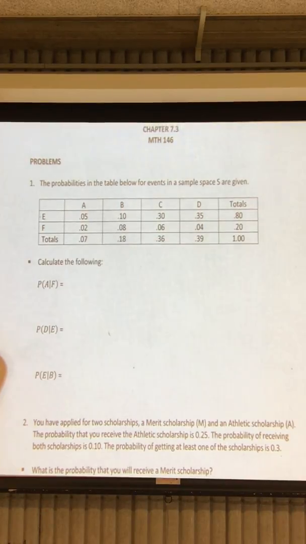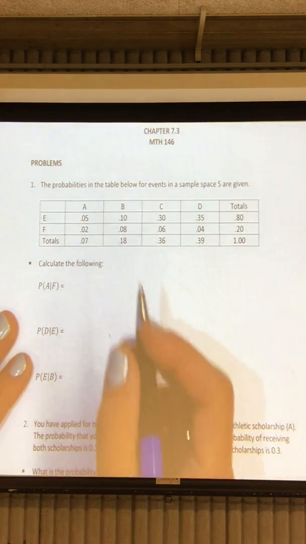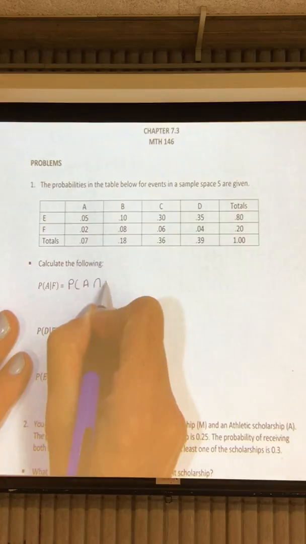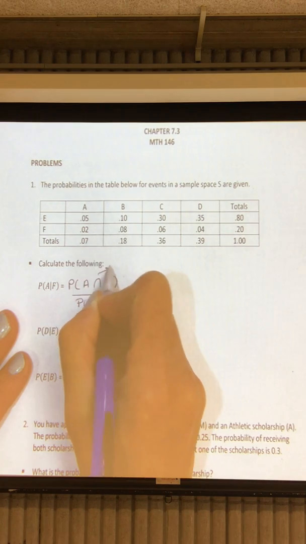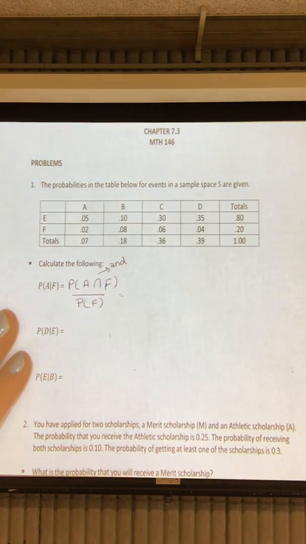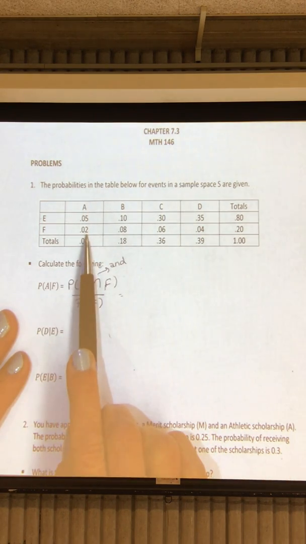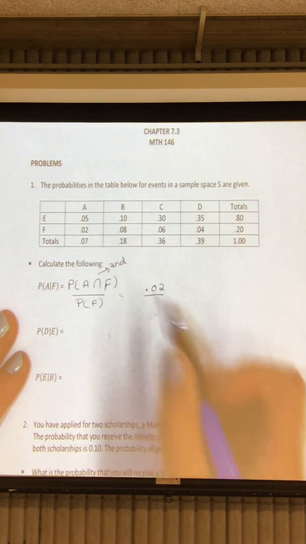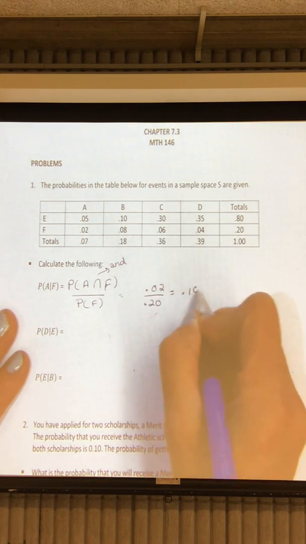Chapter 7, Section 3, Problem number 1. Calculate the following probability: probability of A given F. So let's look at our formula. A given F is the probability of A and F over the probability of F. Again, remember this symbol means the "and." So the probability of A and F is 0.02. So 0.02 over the probability of F, which is 0.20. So 0.02 divided by 0.20 is equal to 0.10.